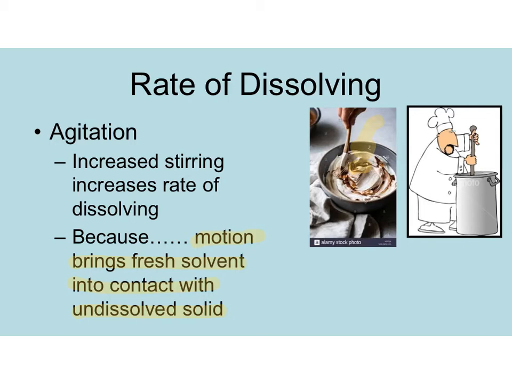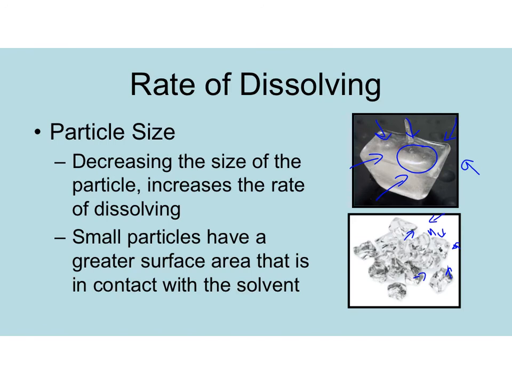Or in water, like if you want to dissolve, say, some iced tea mix into water, you want to stir it around, because what you're doing is you're bringing fresh water into contact with undissolved iced tea mix. So agitation increases the rate of dissolving. If you don't want something to dissolve very quickly, you don't want to stir it.